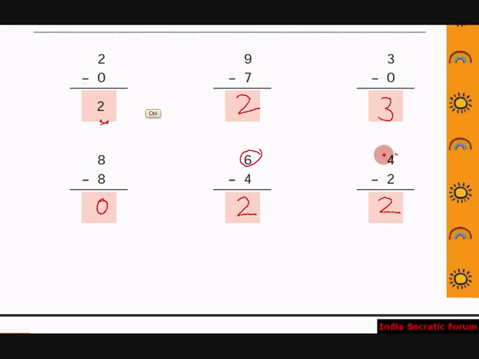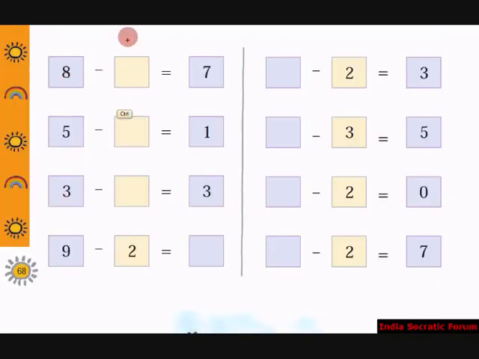2, very good. Let's find out 8 minus what is equal to 7. How much do you have to take away? So the answer left out would be 7. 8 minus 7 is 1. Very good.